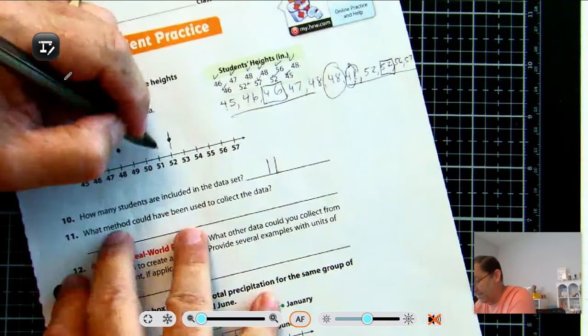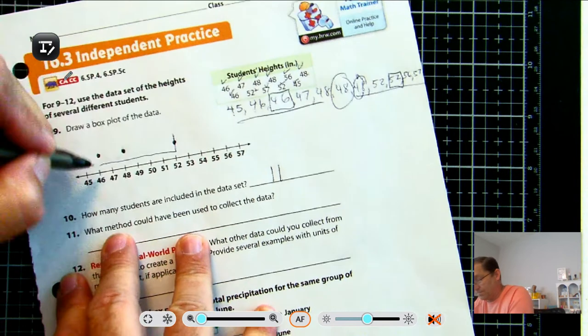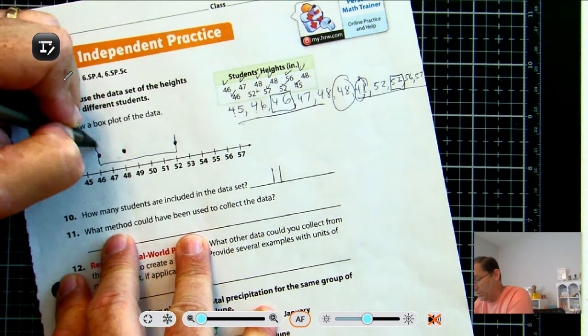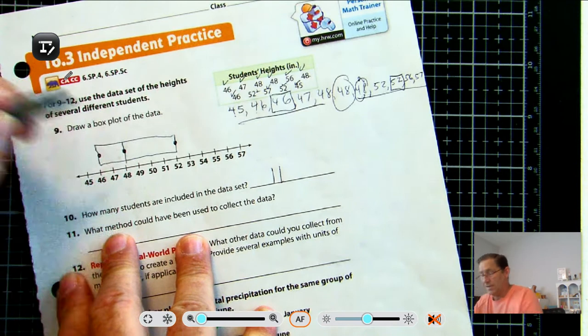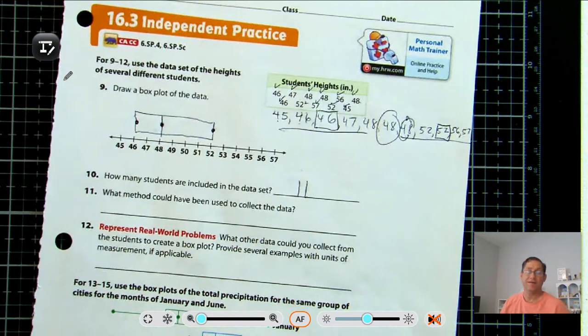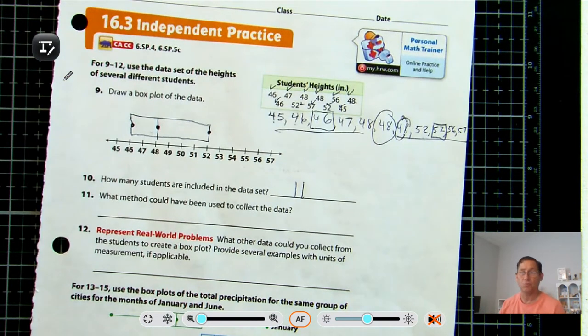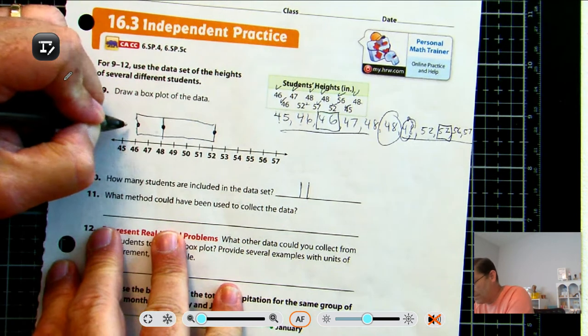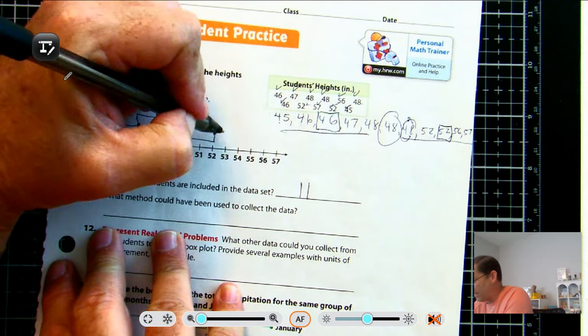We're going to box that information from the lower to the upper quartile. We're going to draw a line through the median, and then we're going to put the whiskers on. The whiskers are the least value and the upper value.